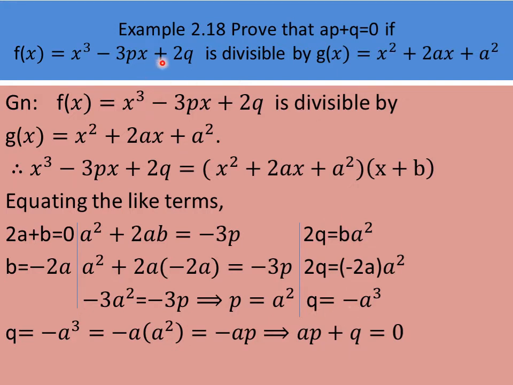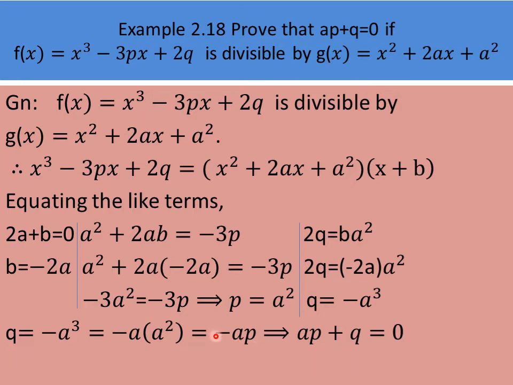And here you want to prove this condition, AP plus Q equal to 0, isn't it? So I am taking Q first. That is this condition I am taking. Q equal to minus A cube we have, isn't it? And this you can write as minus A into A square. Minus A cube can be written as minus A into A square, which is equal to minus A into, instead of A square, what can you write? P we can write. So minus AP. So we have Q equal to minus AP.